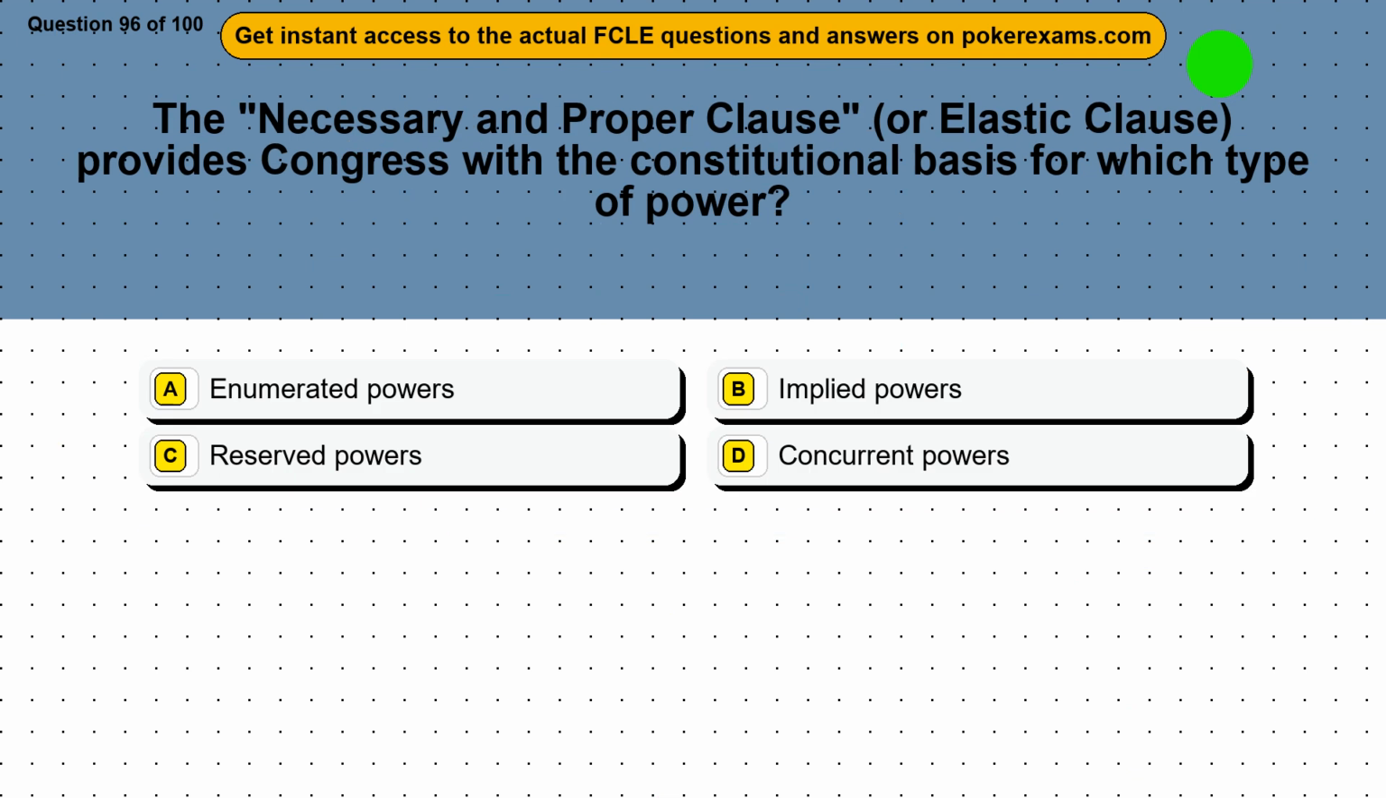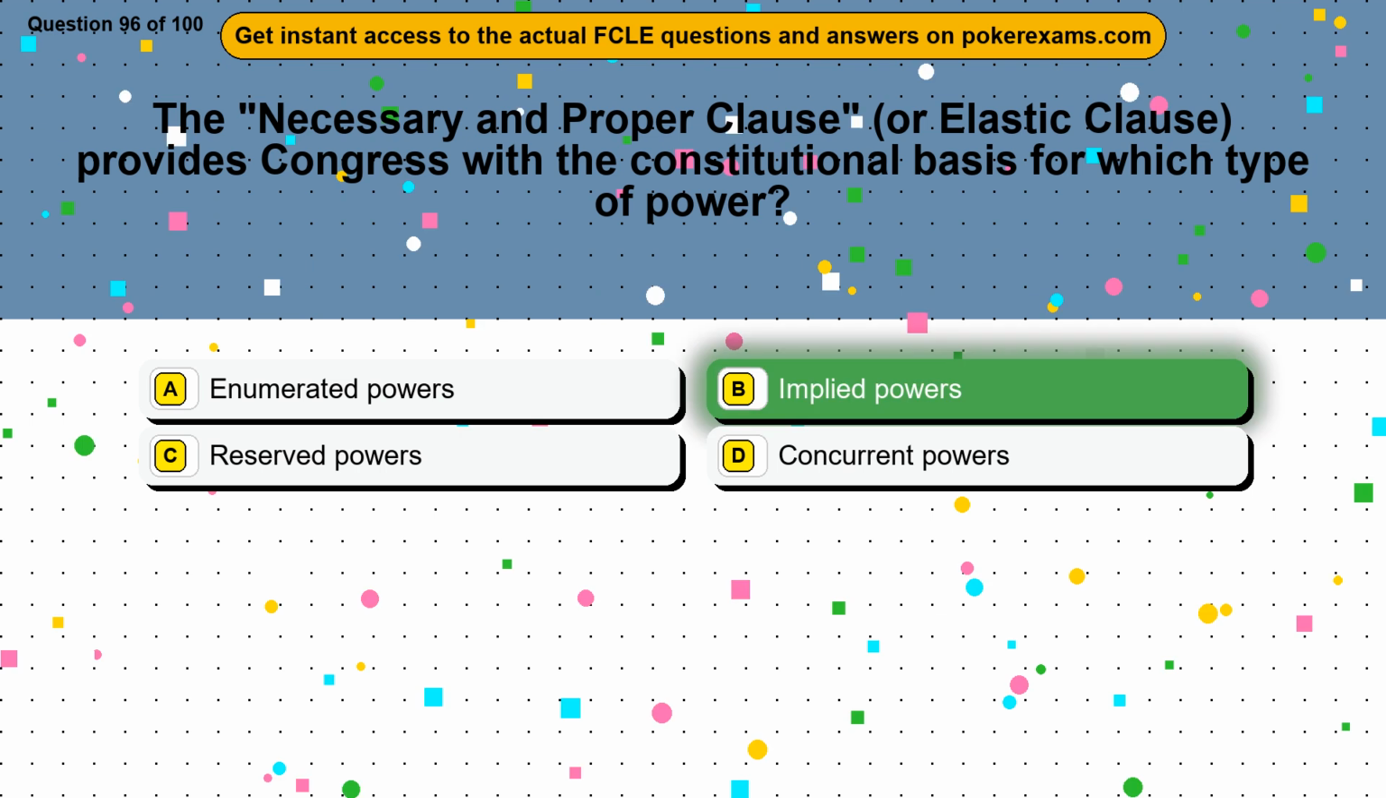Question 96. The Necessary and Proper Clause, or Elastic Clause, provides Congress with the constitutional basis for which type of power? Option A, enumerated powers. Option B, implied powers. Option C, reserved powers. Option D, concurrent powers. The correct answer is option B, implied powers.